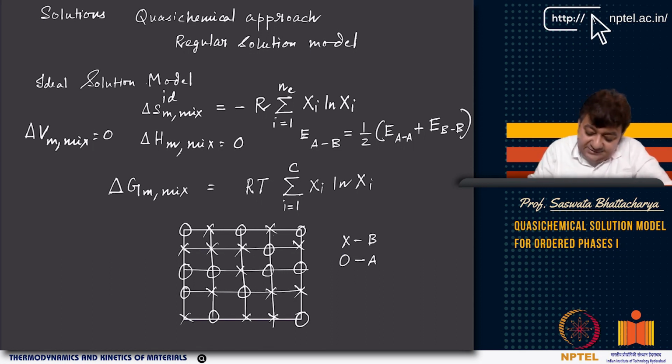Now, since delta H mix is 0, and delta G equals delta H minus T delta S, we can write that delta G mix, the molar free energy of mixing, equals RT, because there is a minus R. So minus T S means minus, and minus becomes plus.